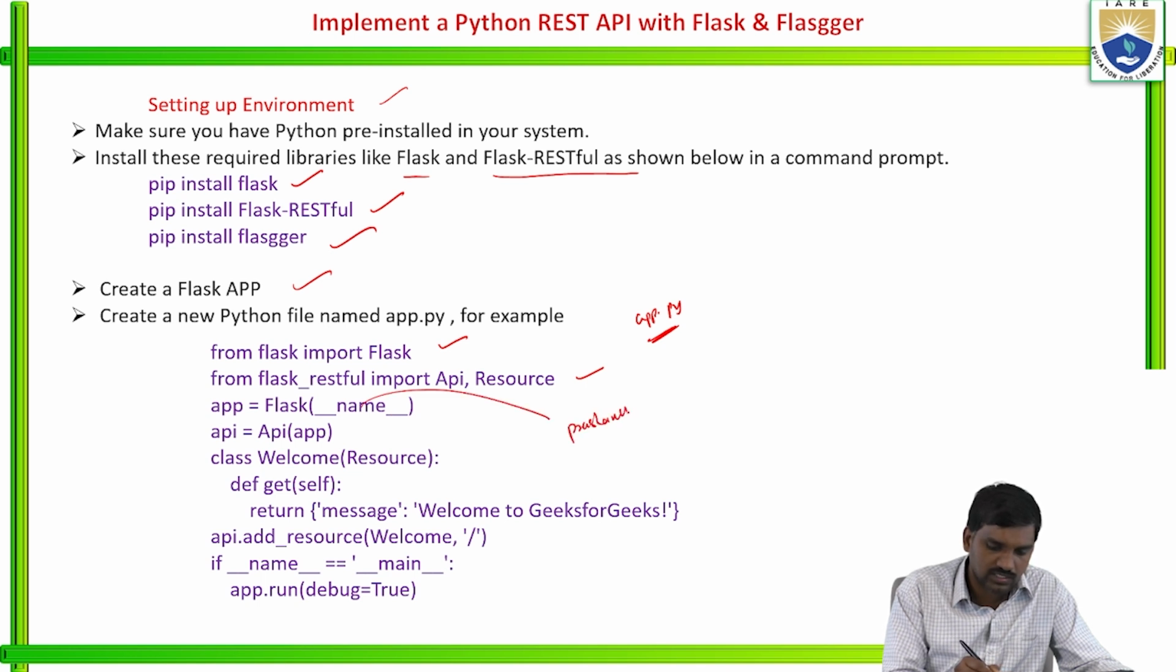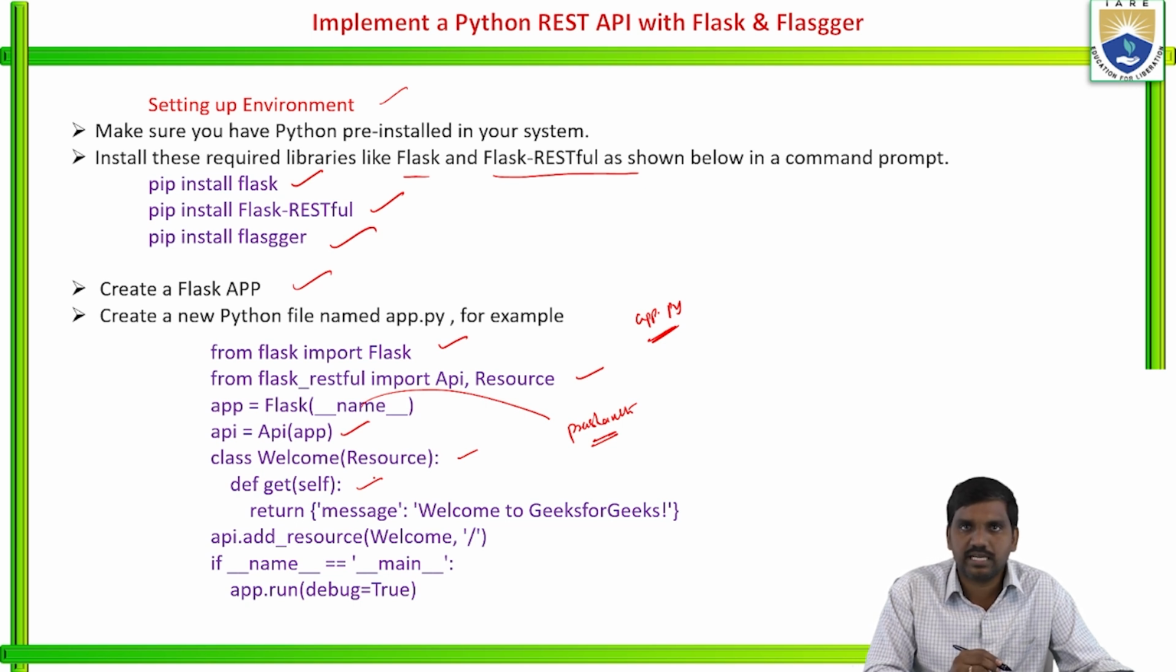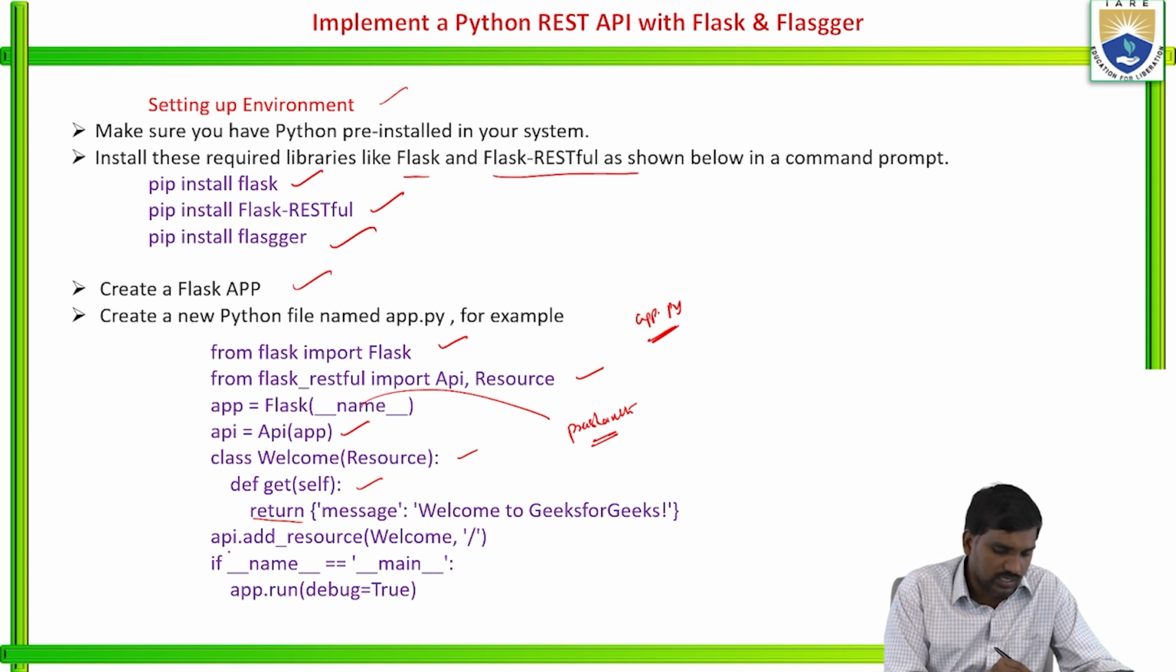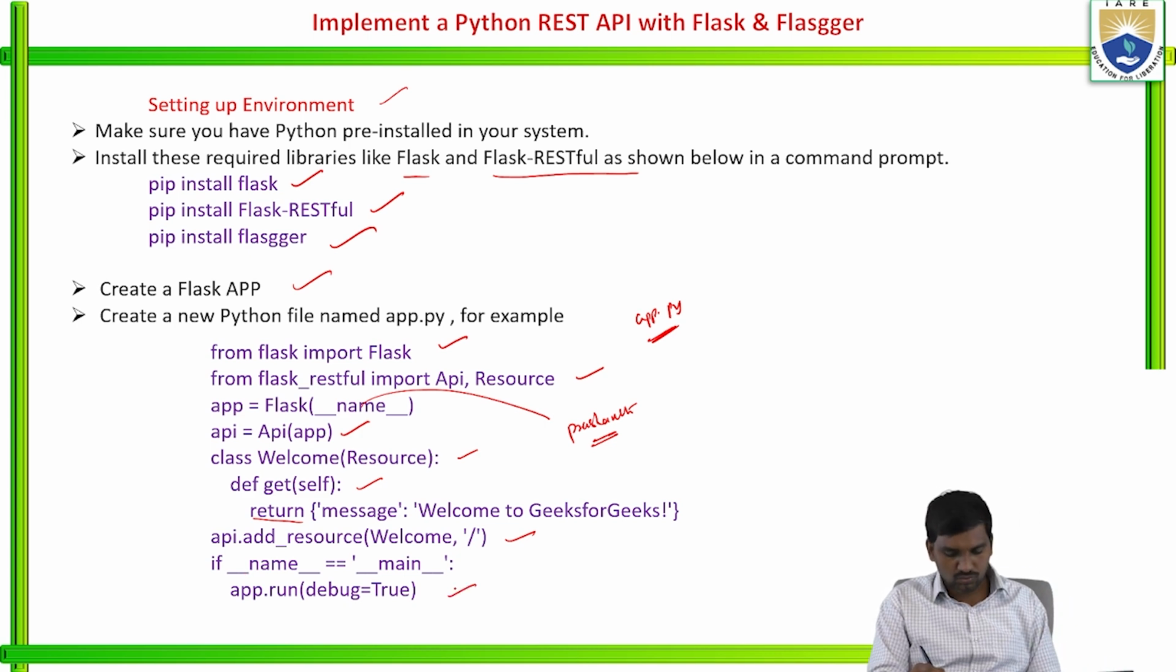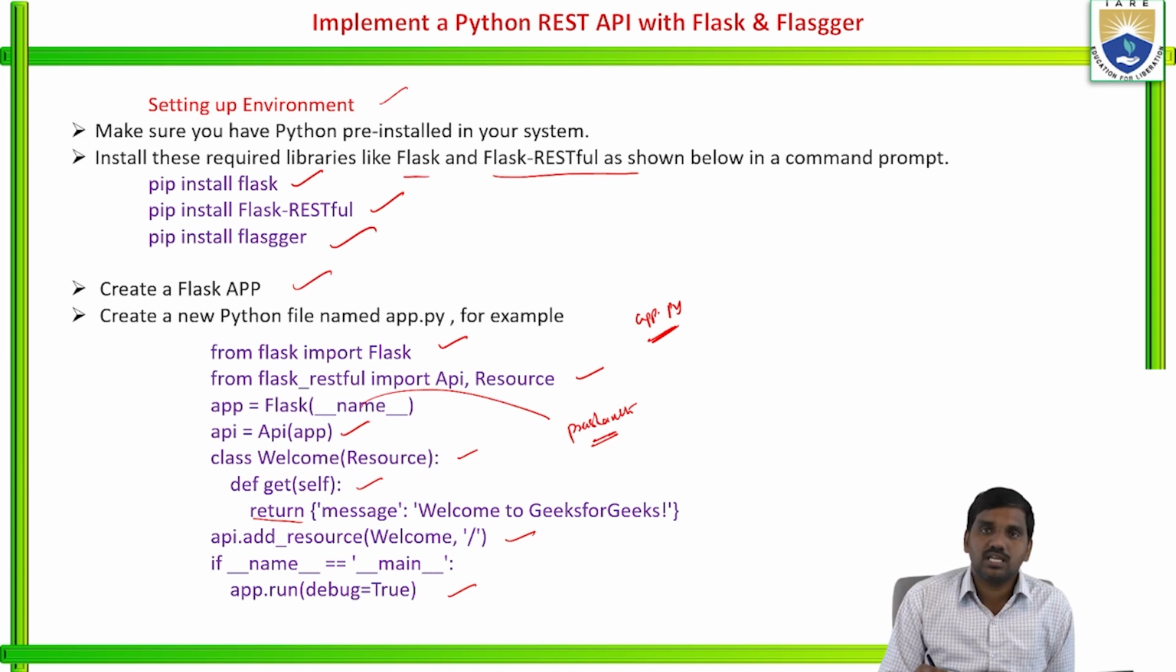Then you can write the name: app = Flask(__name__), api = Api(app). Class Welcome of Resource, definition get of self, and you can return a message, welcome to some point. So api.add_resource of Welcome, and if __name__ is main, app.run with debug is true. So the continuation of the program is for setting up the environment.